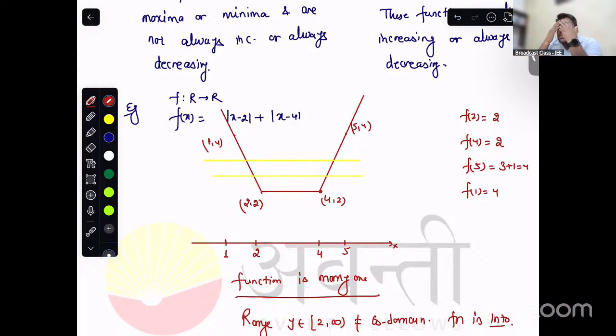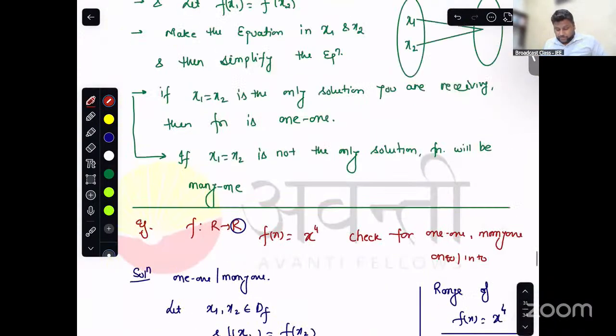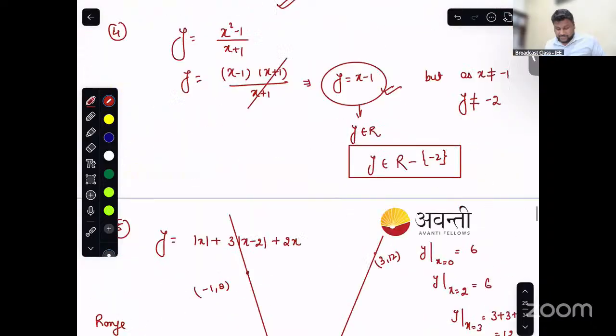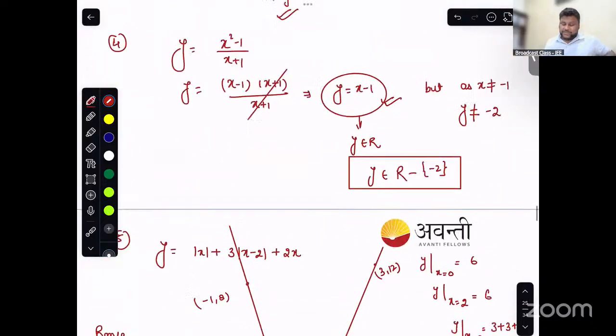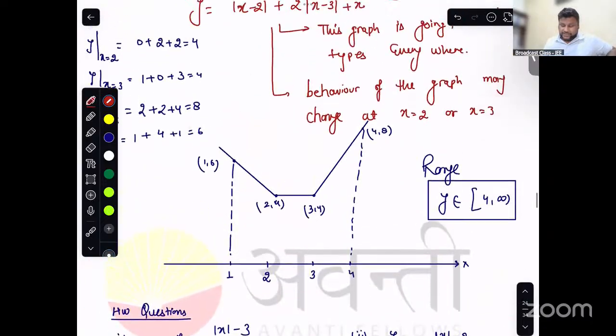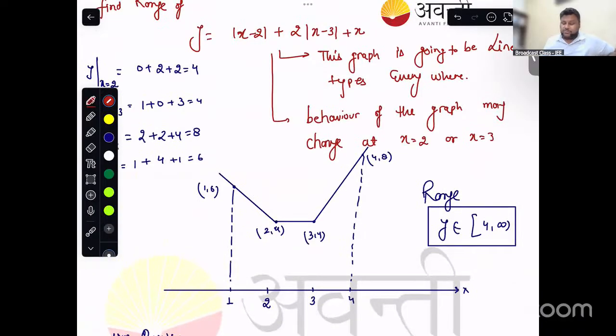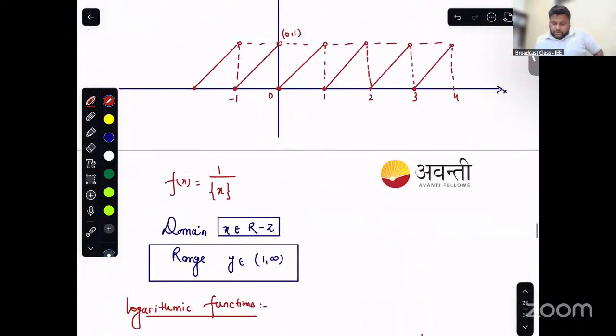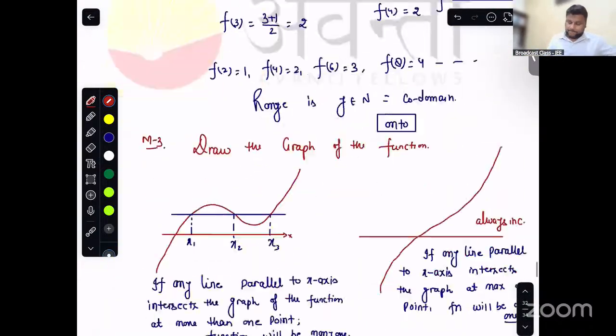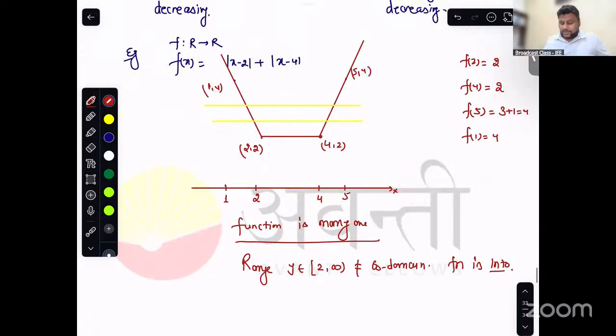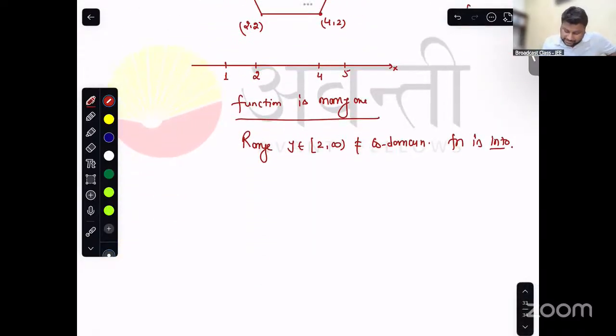I just have drawn the graph. And these graphs I have taught you in this class. See, this is the graph of this function, or another one. This is the graph of this function, mod x minus 2 plus twice of mod x minus 3 plus x. So there I have taught you how to draw these graphs. Got it? So graphs are there. Now the function is many-one because a line parallel to x-axis is intersecting it at more than one point. All right. Okay, let's do another example.